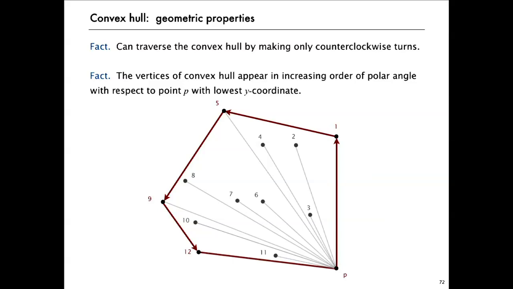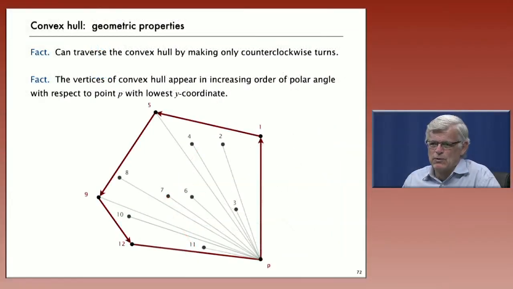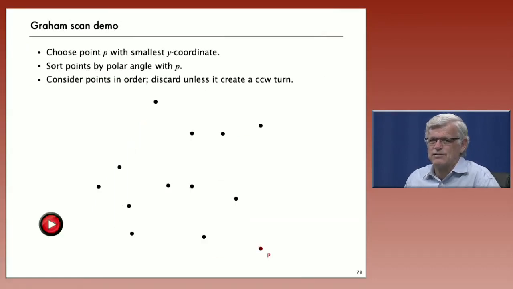The other thing is, if you take the point with the lowest y coordinate, and then look at the polar angle of every other point with respect to that one, so the angle you get from the x-axis through P up to the point, then the vertices appear in increasing order of that angle. And again, that's not difficult to see that that's a fact. And the algorithm we're going to look at, called the Graham scan, is based on those two facts.